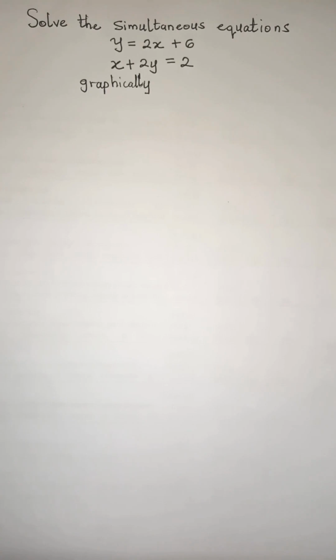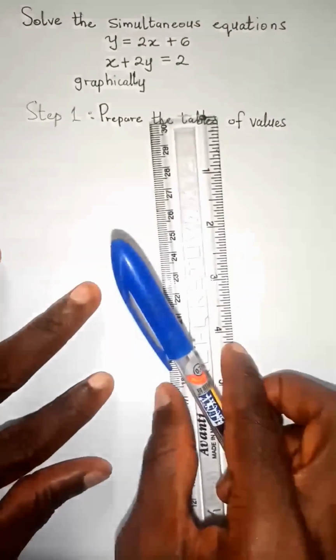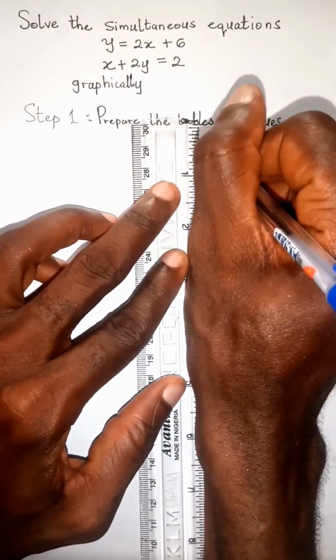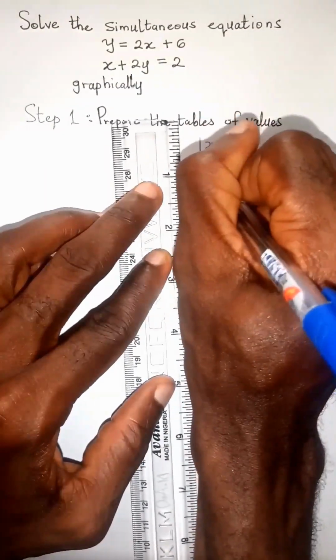To solve these simultaneous equations, y equals 2x plus 6 and x plus 2y equals 2, graphically, the first step that we're going to take is to prepare the table of values. So, step 1, prepare the table of values for each equation. Now, for the first equation, let's have the table somewhere. The first equation is y equals 2x plus 6. So we have values for x and values for y.